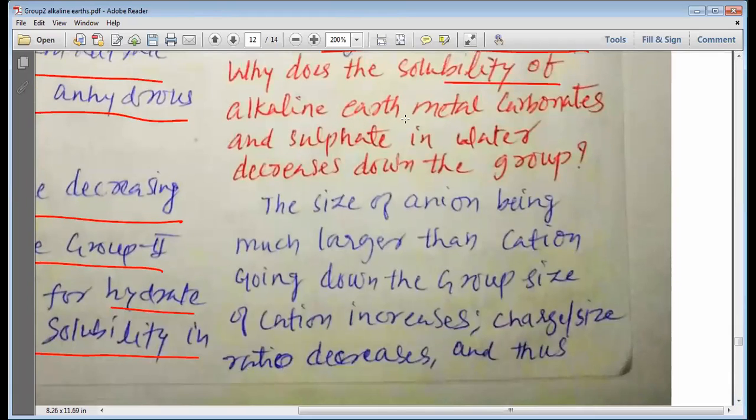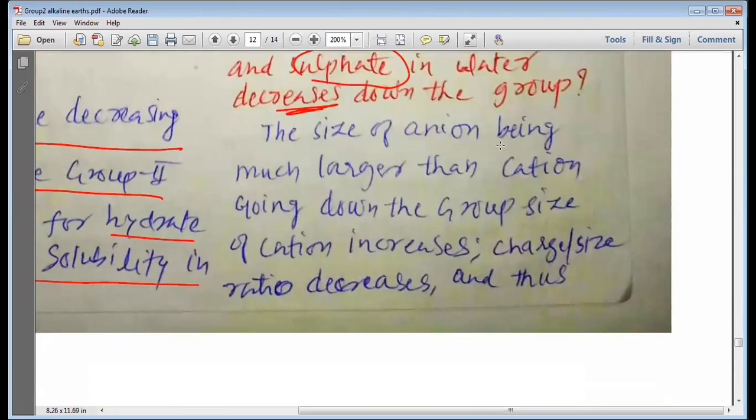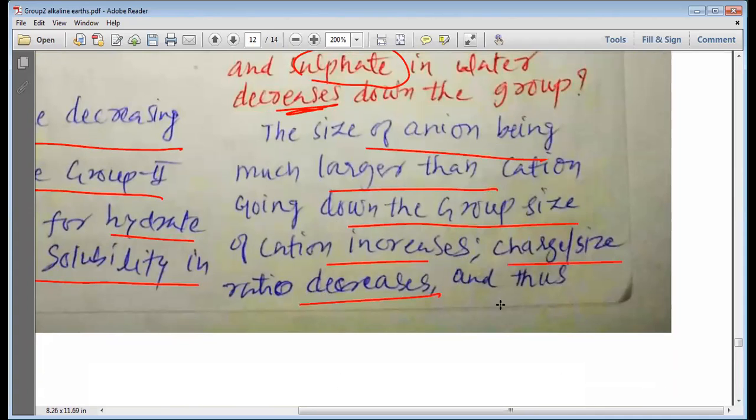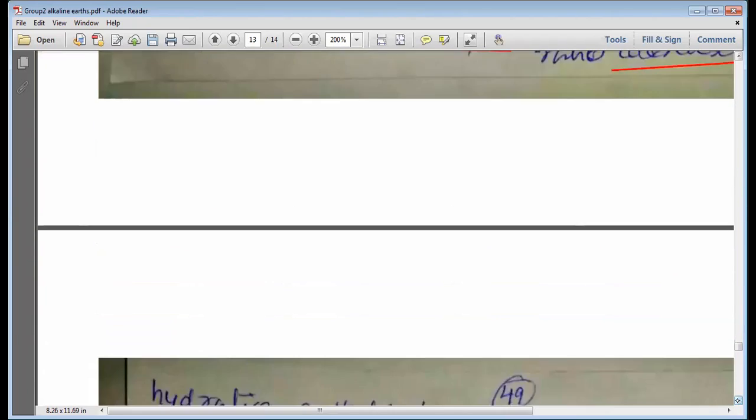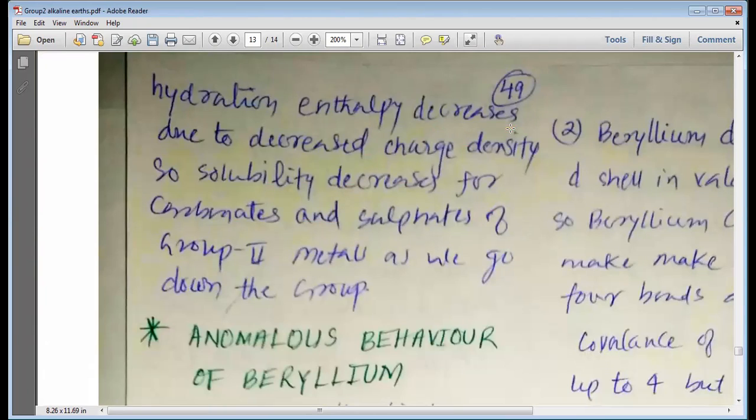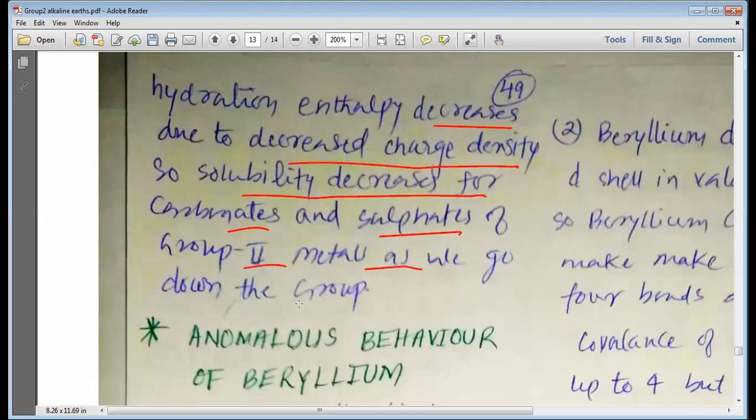Why does the solubility of alkaline earth metal carbonates and sulfates in water decrease down the group? So carbonates and sulfates are generally bigger ions, and that is why going down the group, the size of an anion being much larger than the cation, the size of the cation increases and the charge to size ratio decreases. Thus, hydration enthalpy decreases due to the decreased charge density, so solubility decreases for the carbonates and sulfates of the group 2 metals as we go down the group.